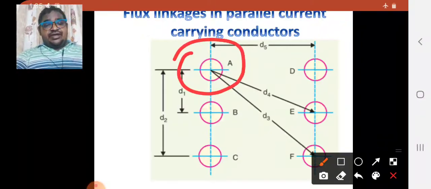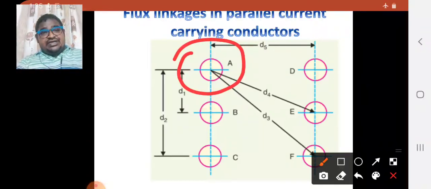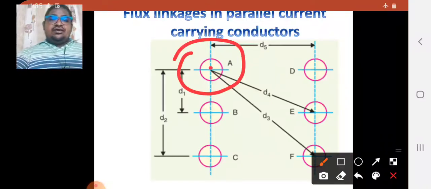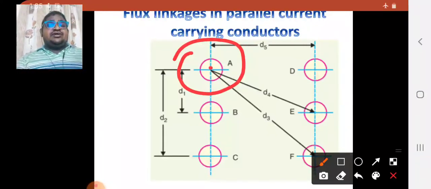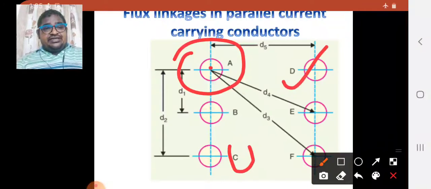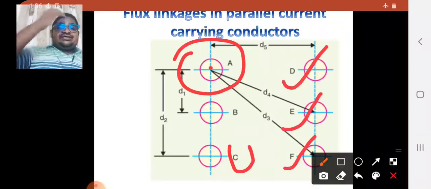Then how can I determine it? First I need to determine the self-flux linkage of the conductor A. Then the mutual flux linkage of the conductor A. What is mutual flux linkage? It is the mutual flux linkage with B, C, D, E, F. So, how many mutual flux linkages are there? There are 5 mutual flux linkages. What are the 5 mutual flux linkages? The first one is due to the conductor B, and due to the conductor C, due to the conductor D, due to the conductor E and due to the conductor F.